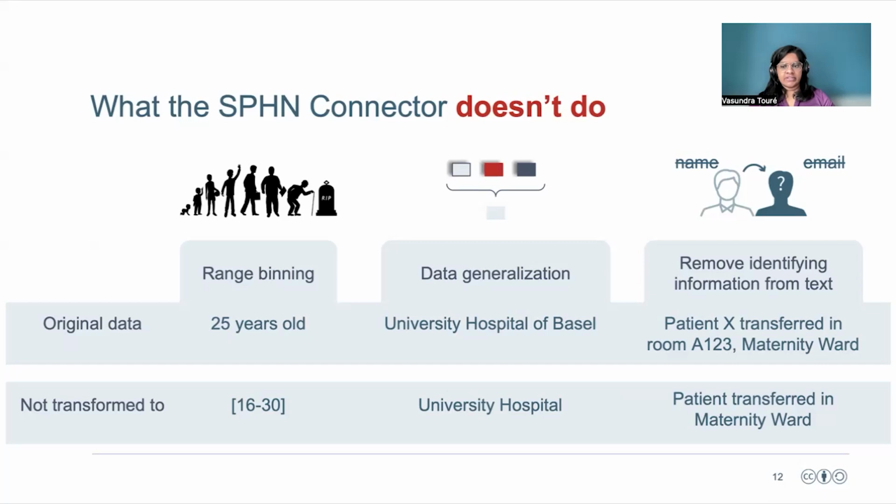And also the connector is not intelligent enough to remove identifying information from free text that you may provide with your data. So for instance, if you have in a field, patient X was transferred into room 123 into the maternity ward, the connector will not remove the information about the patient and the exact room location, for example. So this is something you have to carefully assess before providing the data into the connector, to remove possible identifying information in the free text.